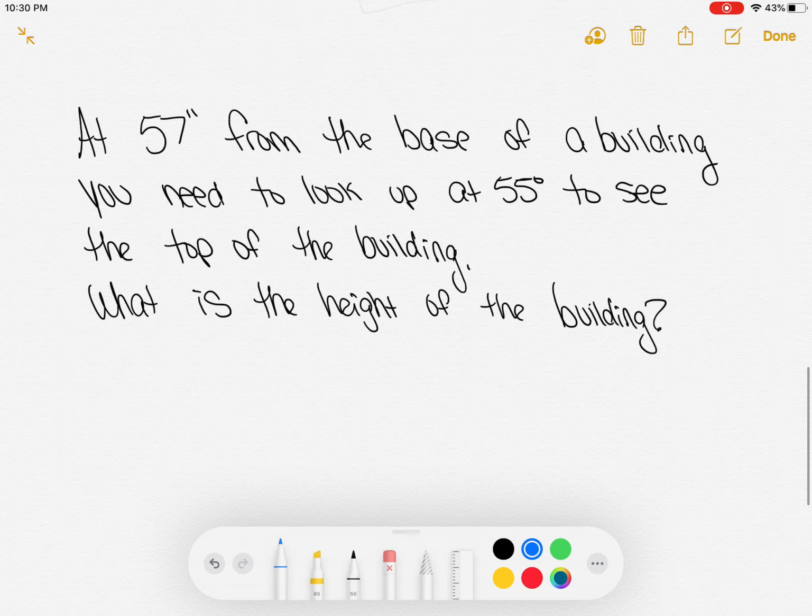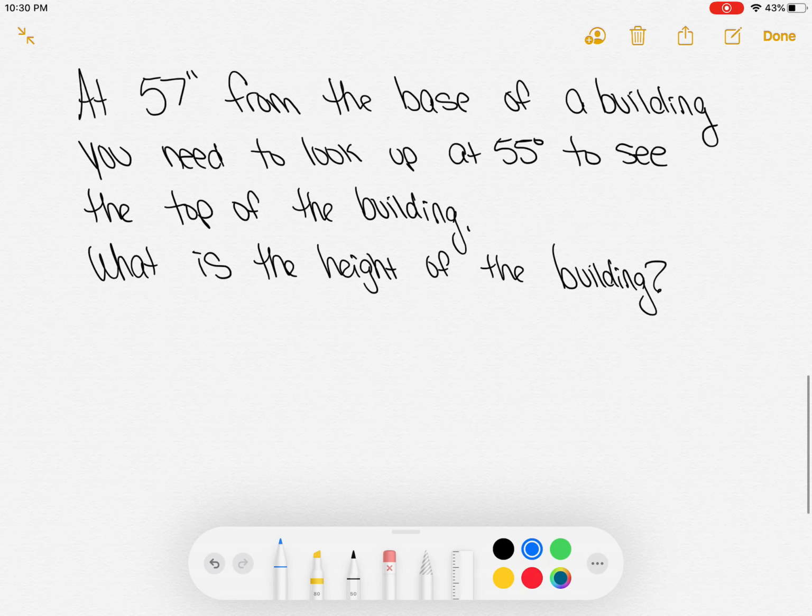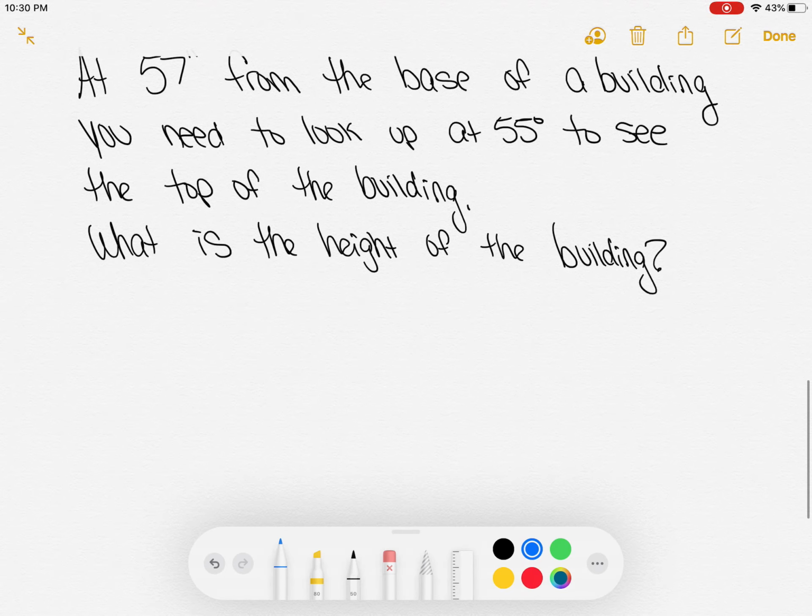Okay, we're going to get into a little bit of a different type of SOHCAHTOA question, and it's going to be a word problem. At 57 inches from the base of a building, you need to look up at 55 degrees to see the top of the building. What is the height of the building? Definitely going to want to draw a picture for this to visualize where a triangle would be and what measurements are where.